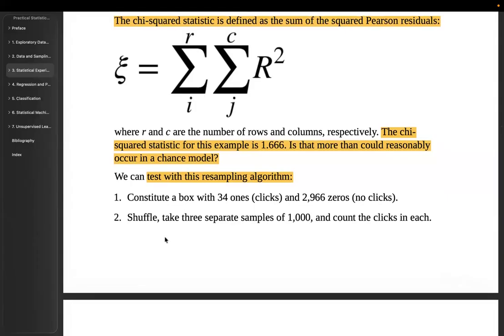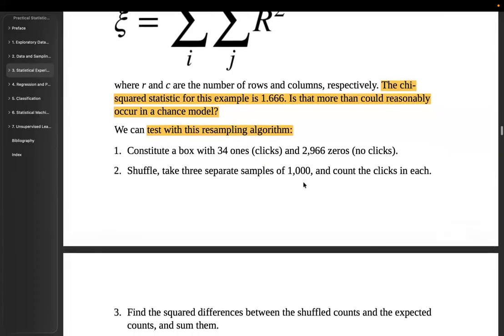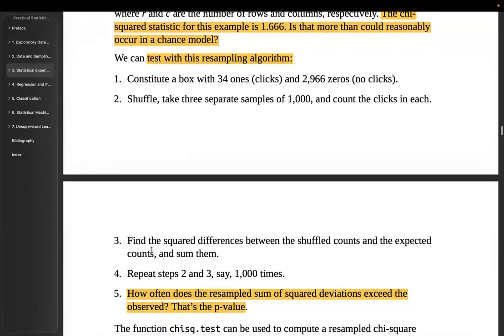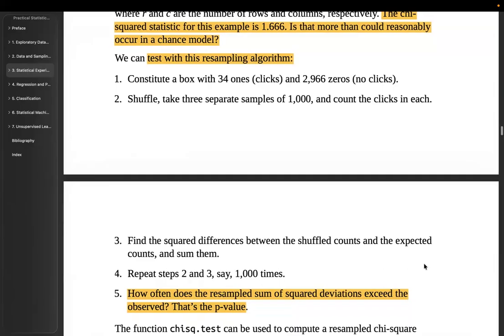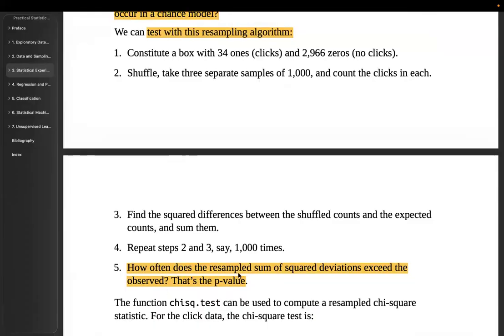We mix the shuffle, and we take three separate random samples of 1,000, and we count the clicks in each. We find the squared difference between the shuffled counts and the expected counts, just like in the previous table, and sum them. We repeat this step, say 1,000 times, and see how often the resampled sum of squared deviations exceeds the observed. That is the p-value.